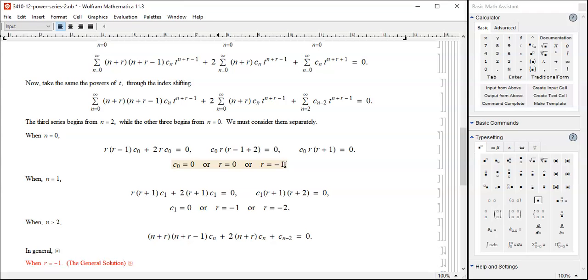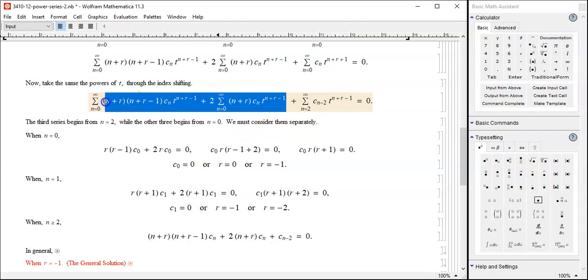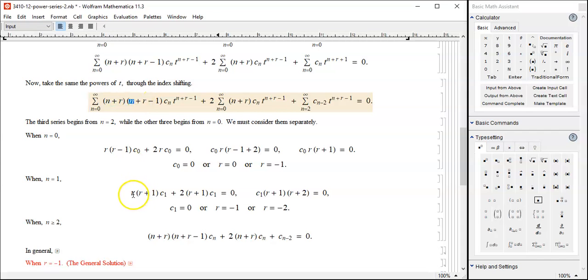Now what about n equal to 1? You see, this begins from n equals 2, so that doesn't kick in until n equals 2. So I have to do these two again. Plug in n equals 1, so plug in 1, plug in 1. This is what we get. Do the same thing, factor it out. We have r plus 1 common, so C1 times r plus 1 common, and what's left is r plus 2. So the conclusion: C1 is 0, or r is negative 1, or r is negative 2.